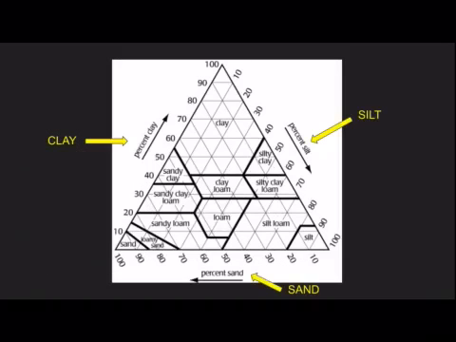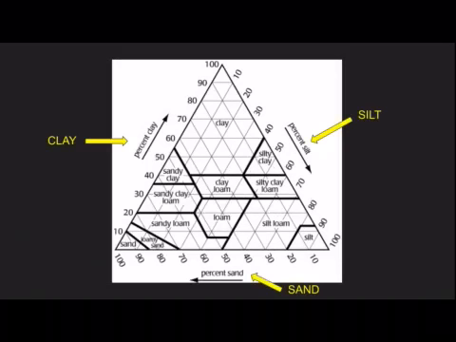So let's talk about how to read a textural triangle. Each side of the triangle represents a specific particle. The left side represents clay, the right side represents silt, and the bottom represents sand. And as you can see on each side, going up in increments of 10, those represent the percent of each particle in a soil. Once you know the percent of each particle, you'll mark a point along that side, and you will draw a line across the triangle.